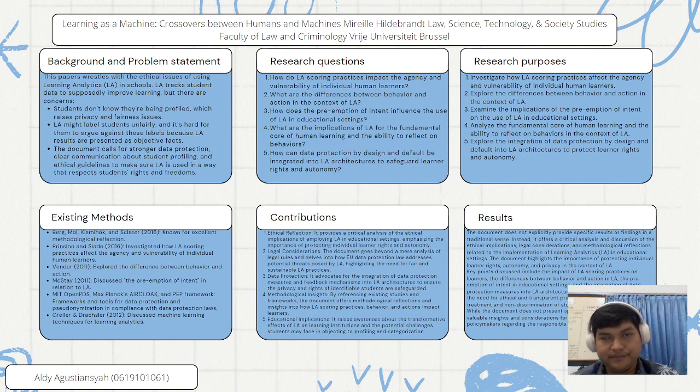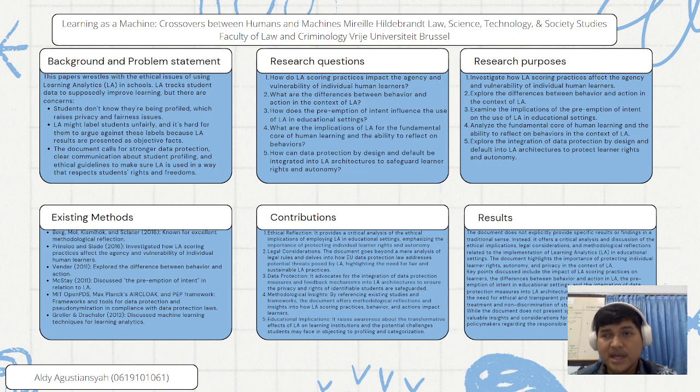Research question. There are three main research questions. How do LA scoring practices impact the agency and vulnerability of individual human learners? What are the differences between behavior and action in context of LA? How does the preemption of intent influence the use of LA in educational settings?